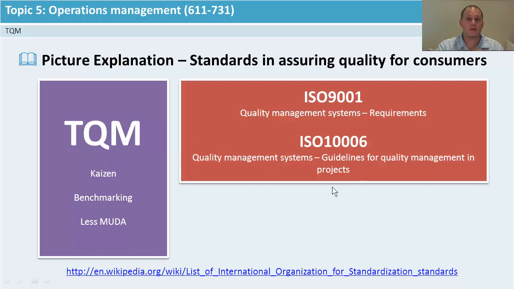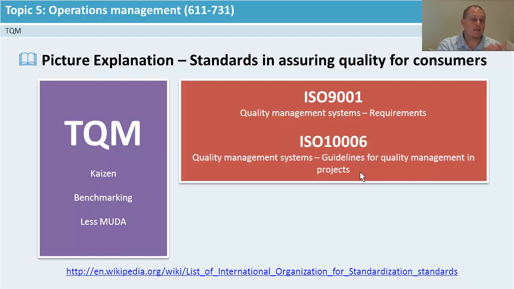You can also do the 10006, which is a guideline for projects. So if you're going to do your job, batch, mass, and flow, if you're going to go do a job thing and make a particularly unique product for a different project and so forth, there are guidelines to make it good for the customers who's about to receive it.